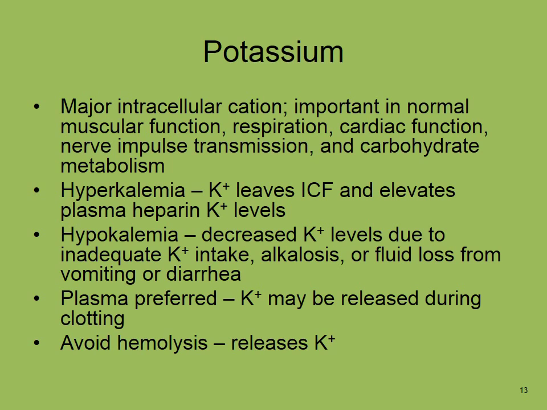Potassium. Potassium is our major intracellular cation. It has so many different roles. It's important with normal muscular function, for respiration, cardiac function, nerve impulse transmission, metabolism of carbohydrates. So what happens? How do we get hyperkalemia? Well, potassium leaves the intracellular fluid and elevates the plasma potassium levels. With hypokalemia, we have decreased potassium levels because of inadequate potassium intake or alkalosis. So alkalosis drives potassium into the cells, so we get low potassium levels in the blood. Fluid loss from vomiting or diarrhea.